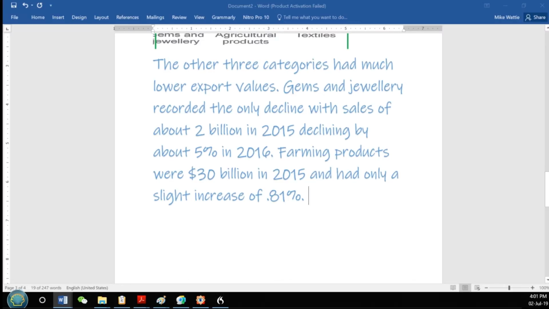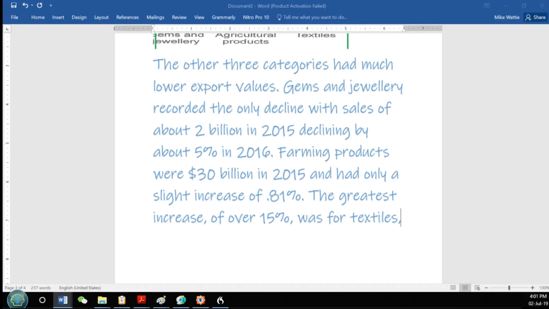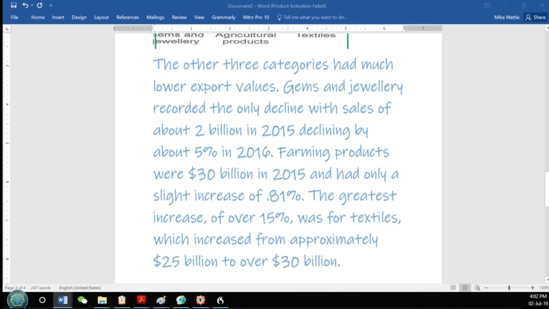The greatest increase of over 15% was for textiles, which increased from approximately 25 billion to over 30 billion. Okay, so highlight the greatest increase. These highlights are what matter. These are what really impress the examiner. These are what get you to 9.